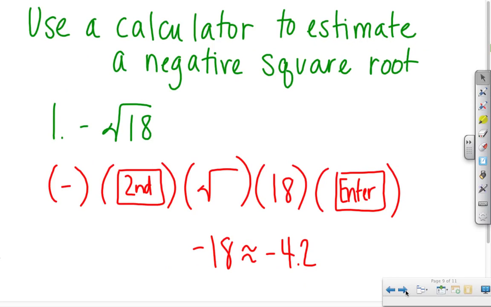All right, if I used a calculator to estimate this, I would have the negative square root of 18. I hit my negative, second, square root, 18, enter, and it's going to tell me that my answer is going to be approximately negative 4.2.